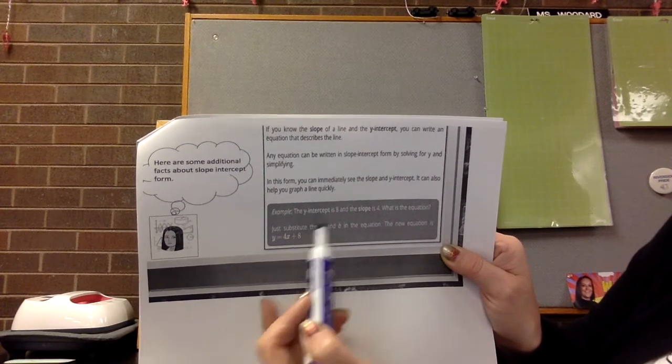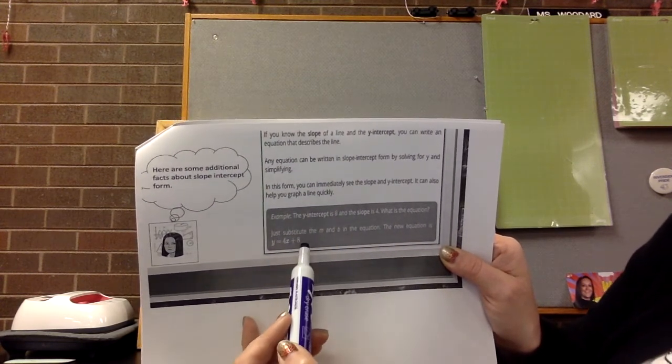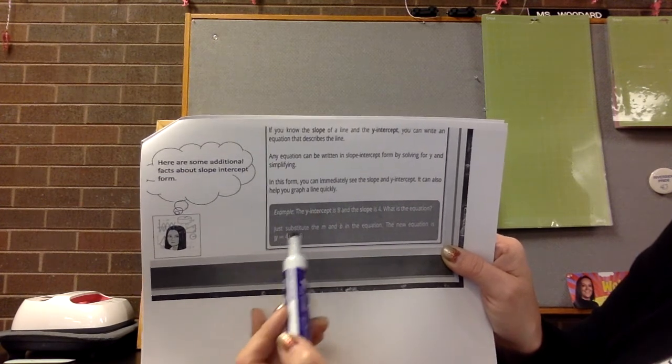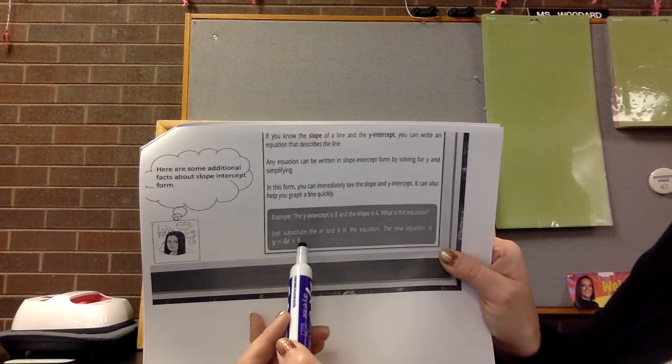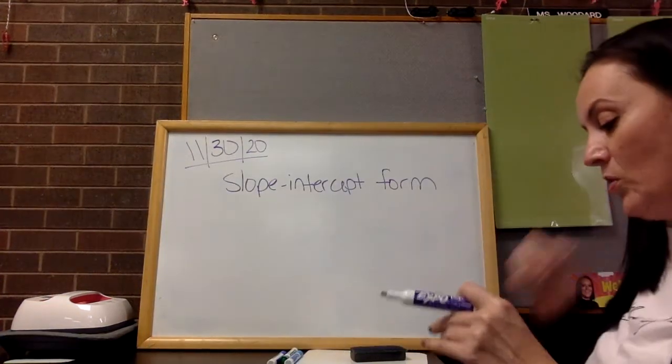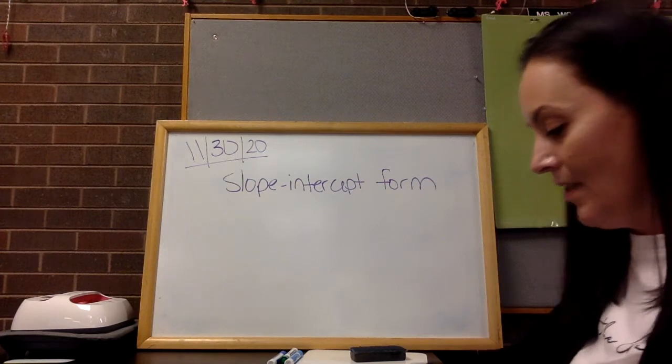The m is going to be the slope, which is 4. The 8 is going to be the y-intercept, which is 8, and you leave the y and the x. So if we know the y-intercept, that's going to come at the end. If we know the slope, that's going to come right after the x, and you can write it in y equals mx plus b form.